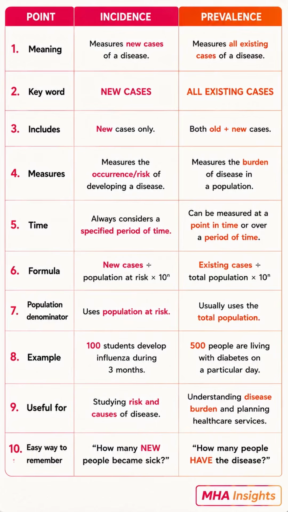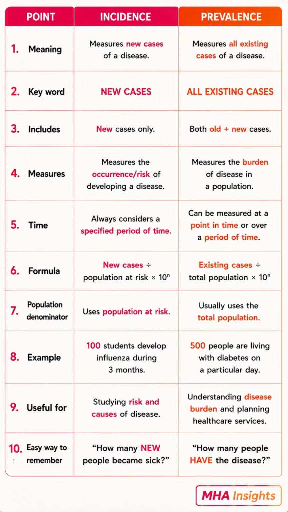Fifth is time. Time in incidence always considers a specified period of time, such as 1 month, 1 year or 5 years. Prevalence can be measured at a particular point in time known as point prevalence or over a period of time known as period prevalence.